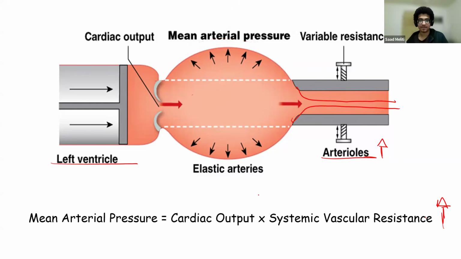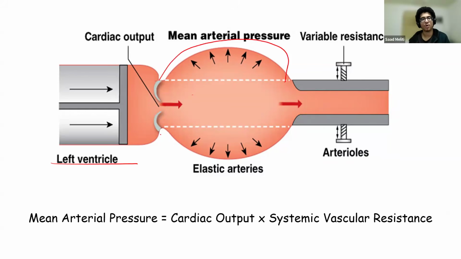The same thing if we increase cardiac output. If we increase cardiac output, there's more blood gushing through the aortic valve, and it's going to cause the aorta to distend way more, also causing an increase in mean arterial pressure. So that's the association you should make. Increased cardiac output will increase the pressure. I hope that makes sense. And if we increase the resistance, we'll also increase the mean arterial pressure.